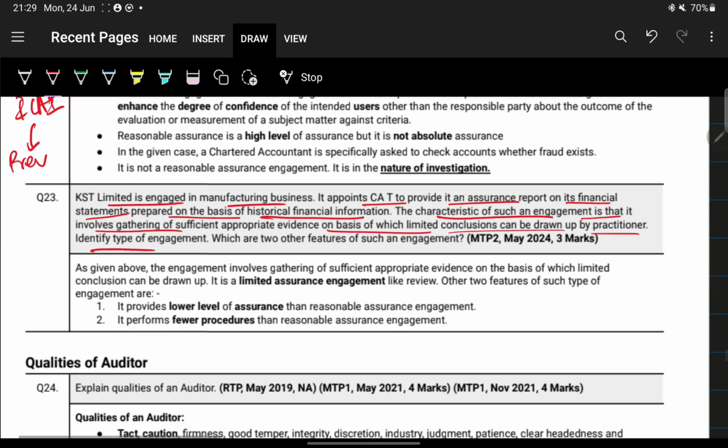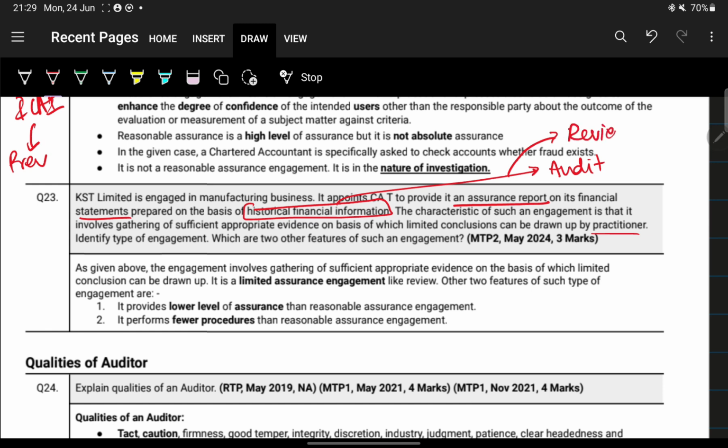Okay, so basically we just skimmed through the entire thing, but we will go through that again with a little bit more detail. So what is relevant here? They want an assurance report on the financial statements based on the historical financial information. Historical financial information can be only of two types: either it's an audit or it can be a review. We will find out which one it is now. The characteristic of such an engagement involves gathering sufficient appropriate evidence. Both audit and review require sufficient and appropriate evidence.